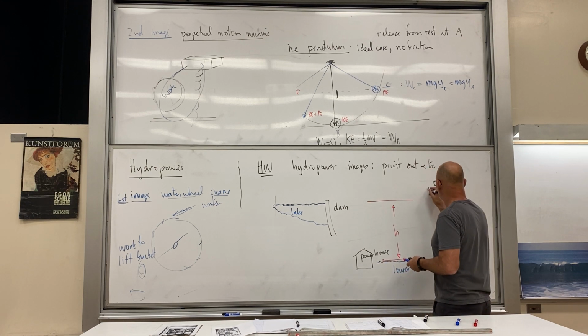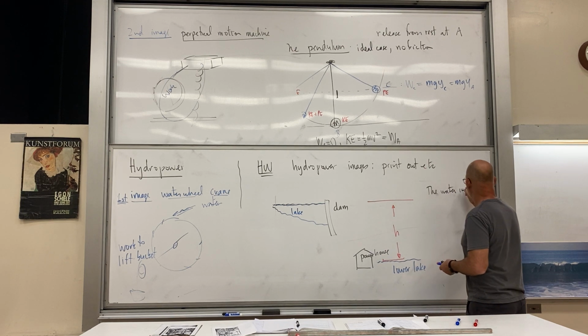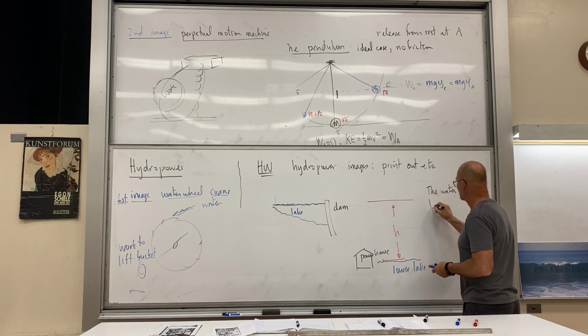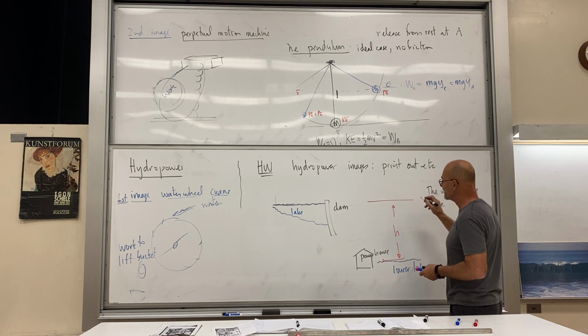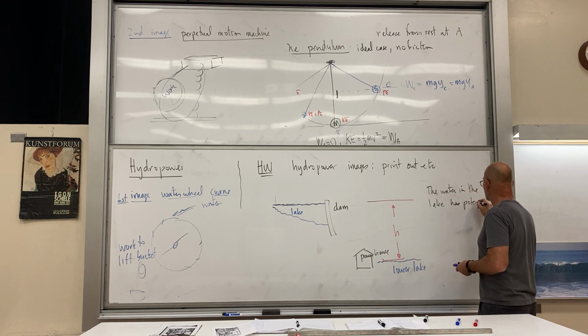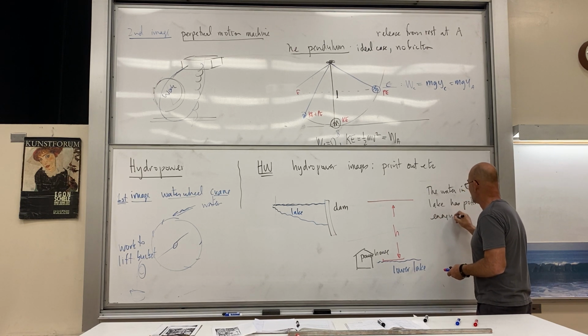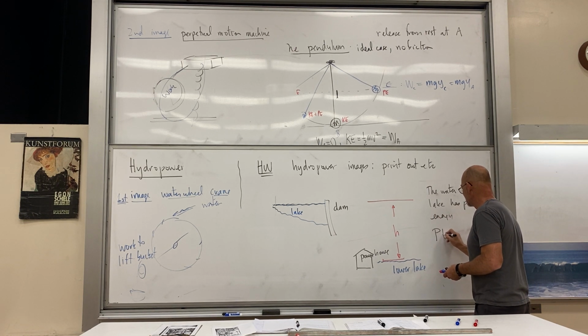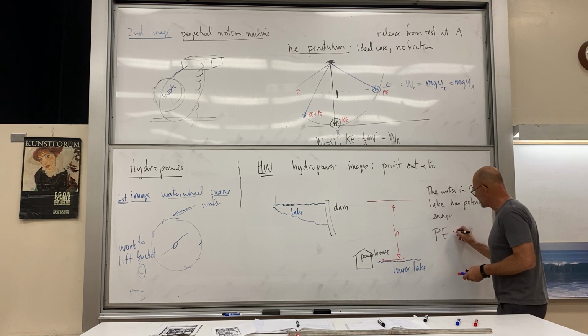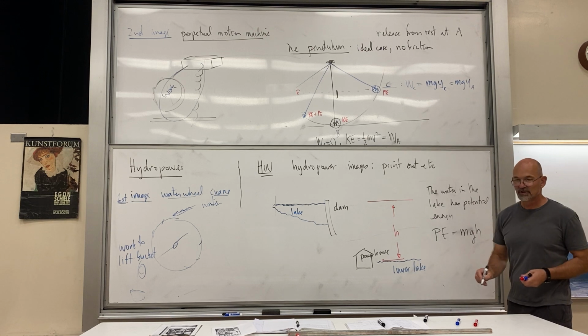So the water in the lake, which is to say the water behind the dam, has potential energy, and we know that stored work is the mass of water times G times H. Okay.